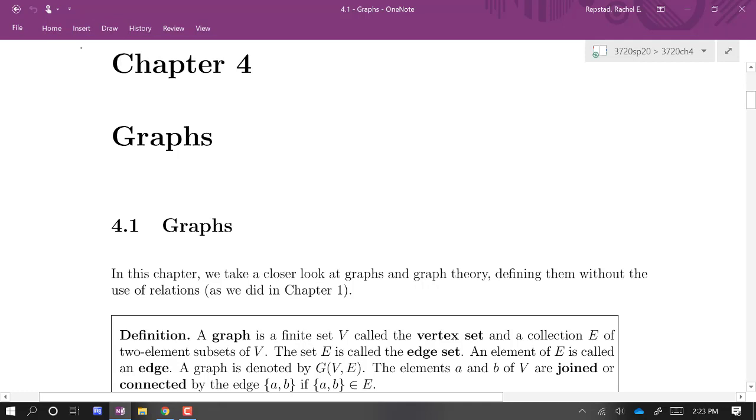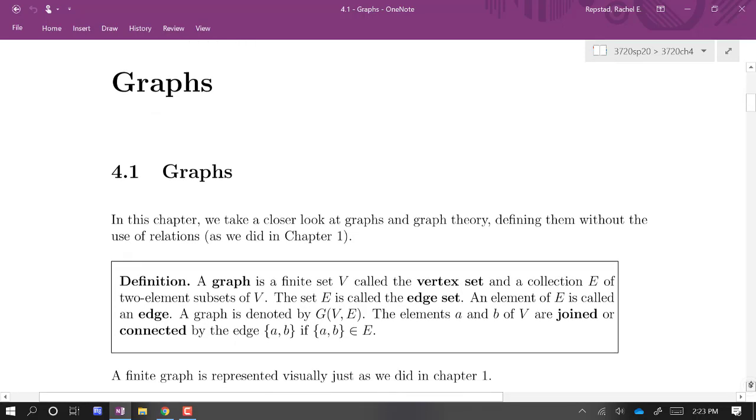All right, in this chapter we're going to take a look at graphs, and we already looked at graphs a little bit in the first chapter by using a relation. We used a graph to be a visual representation of some relation. In this chapter we're just going to look at graphs and graph theory even outside of that context of relations.